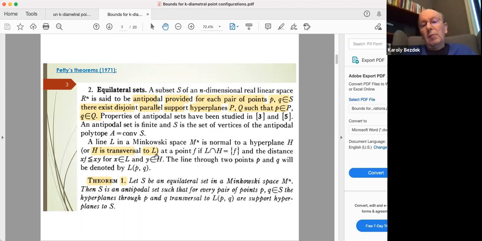And then his theorem here says that if we take an equilateral point set in n-dimensional Minkowski space, then it must be antipodal. He can do a little bit more, but it is just fine to understand that his conclusion is that every equilateral point set is in fact an antipodal one. This is his first theorem.